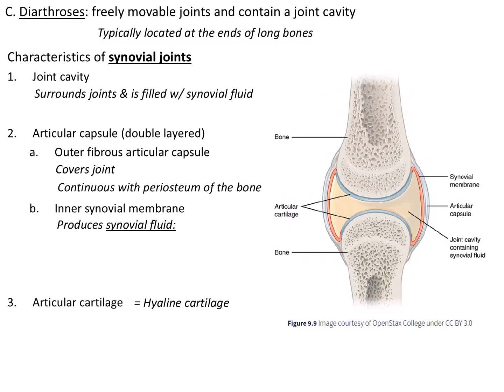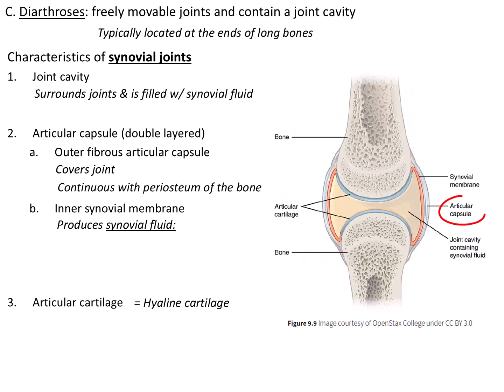Last are diarthrosis-type joints. These types of joints are freely movable joints and are typically located at the ends of your long bones. All diarthrosis-type joints are synovial joints. These joints are complex and have many structures associated with them that are important for their function. Characteristics of synovial joints include a joint cavity that surrounds the joint and is filled with synovial fluid.